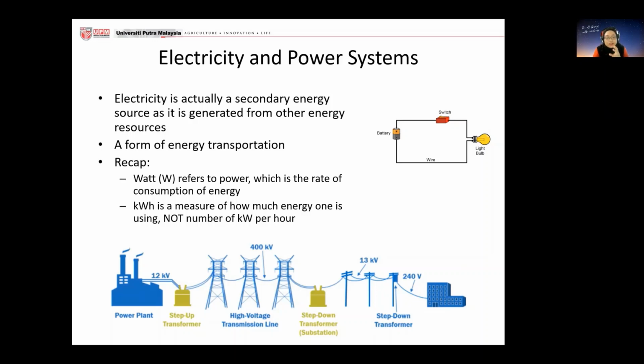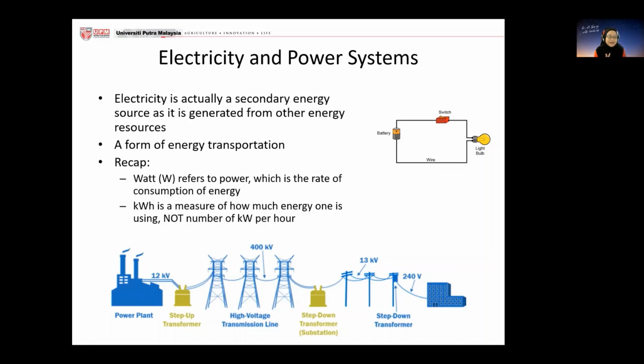And if you look at that, it's actually a very, very complex system, right? And we are going to look into that in just a moment, okay? But I just want to recap a few things here. You have watt. Watt refers to power, which is the rate of consumption of energy. And kilowatt hour is a measure of how much energy one is using, not number of kilowatt per hour.